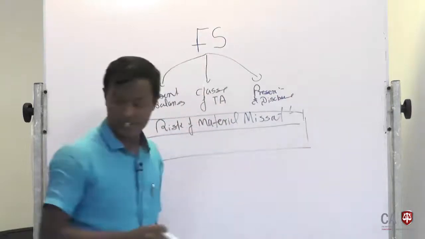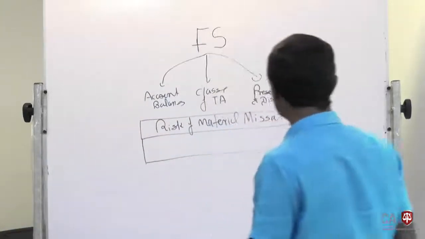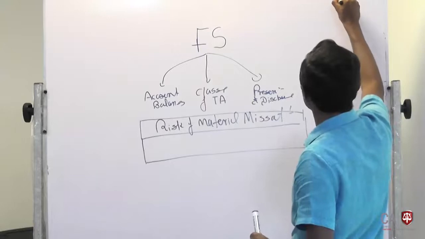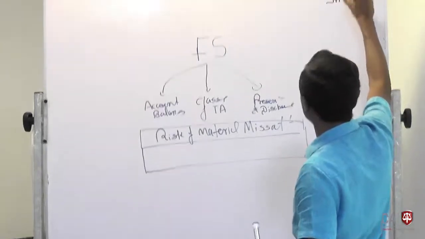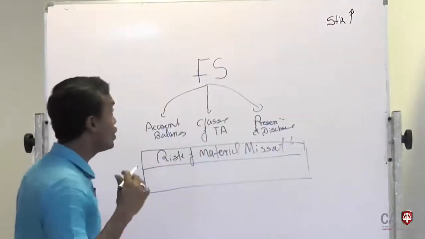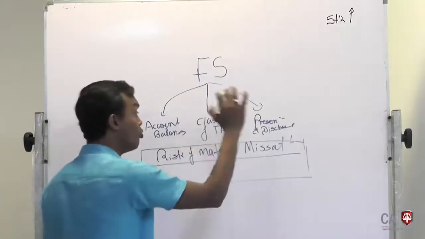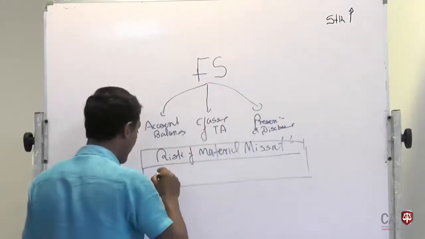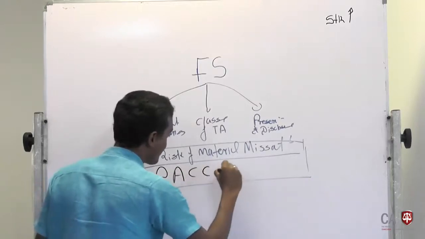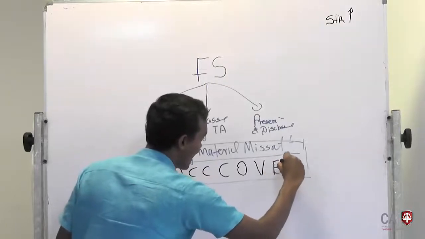Now my next question to you: how do you measure a risk of material misstatement? Is there a framework? That is the most powerful thing in auditing. For you to know the stock of a manufacturing company is overstated or misstated, what is your framework to know overstated, understated, or not disclosed? Your framework is PACK COVER. You will wonder what this is.